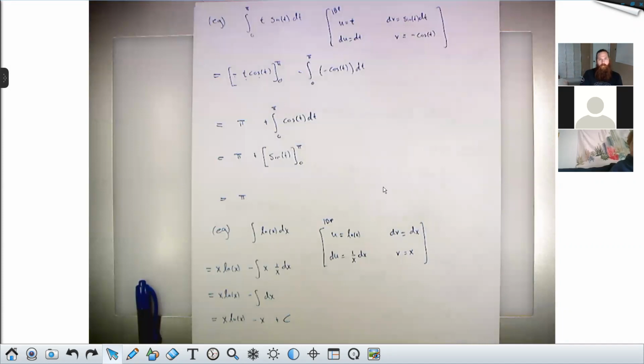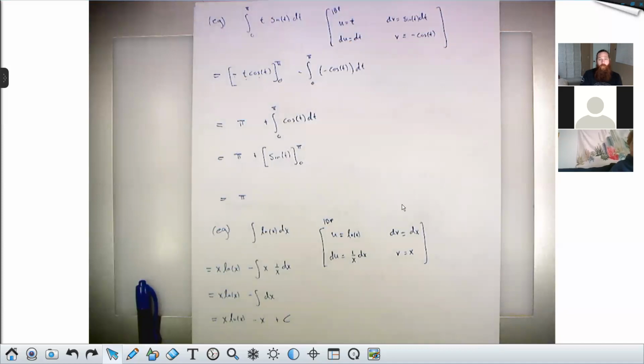Any other questions on this? So we're all comfortable with how this line follows from this box and the IBP formula from the previous page?